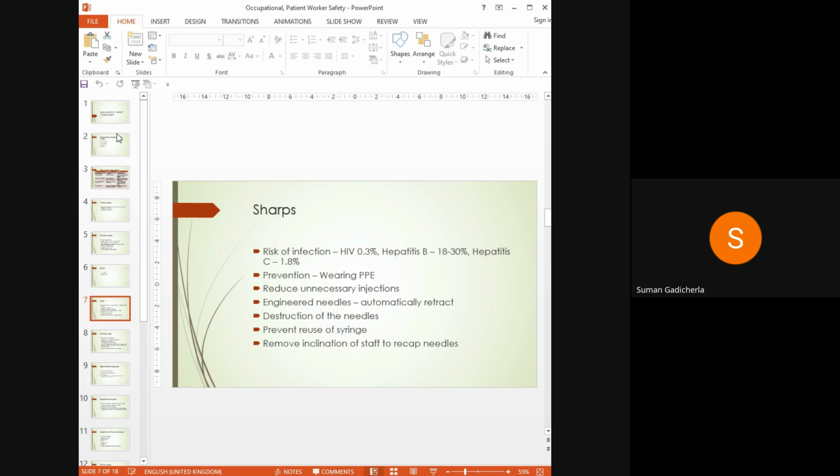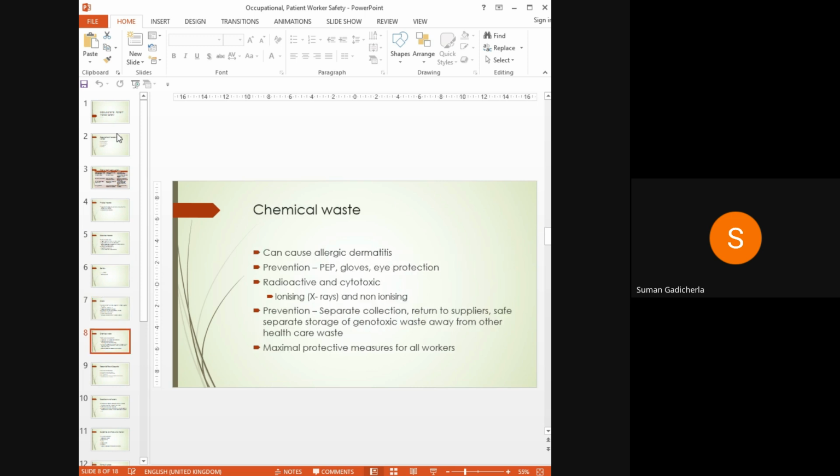Now, risk of sharps, we already discussed. Chemical waste, I think we also discussed here. And for radioactive and cytotoxic waste, the prevention of those hazards is to separately collect them and return them to the suppliers, or use maximum protective measures for all workers.